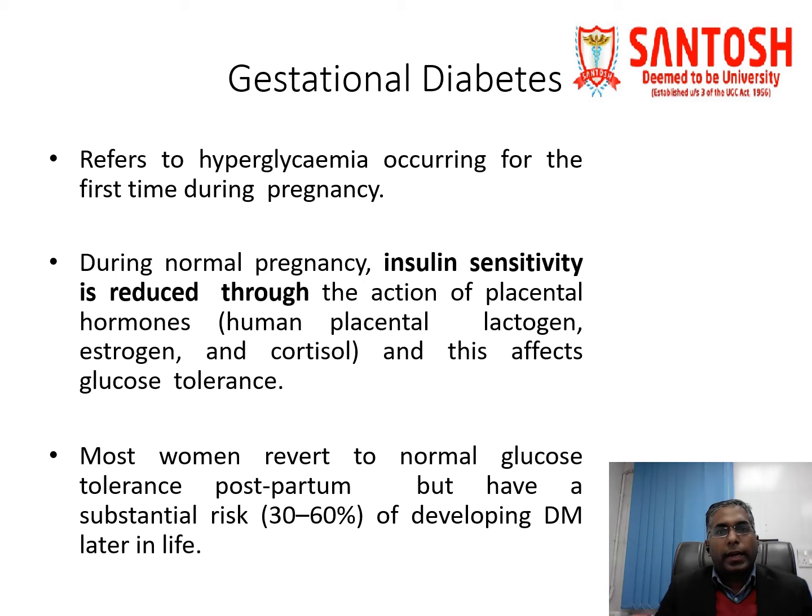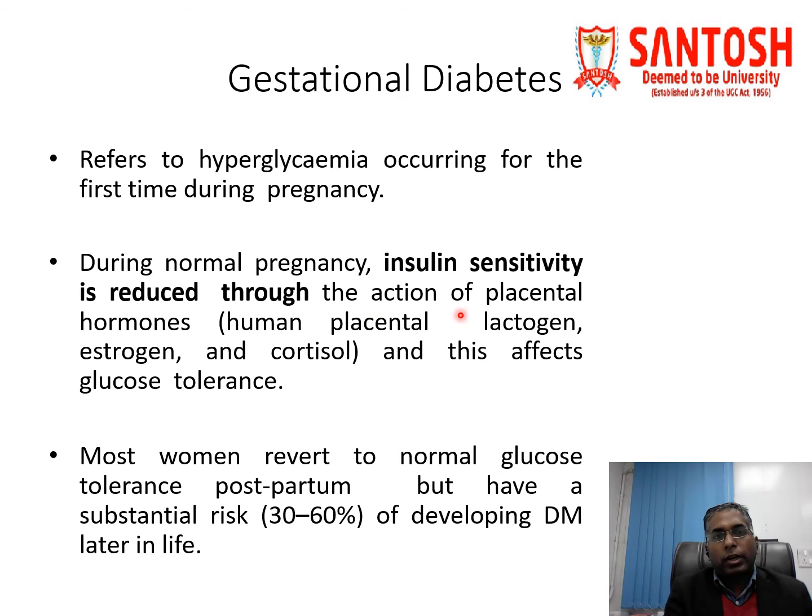Now comes gestational diabetes mellitus. It refers to hyperglycemia occurring for the first time during pregnancy. During normal pregnancy, insulin sensitivity is reduced through the action of placental hormones like human placental lactogen, estrogen, and cortisol, and this affects the glucose tolerance. Most women revert to normal glucose tolerance postpartum, but have a substantial risk, in the tune of 30 to 60%, of developing diabetes mellitus in later part of life.